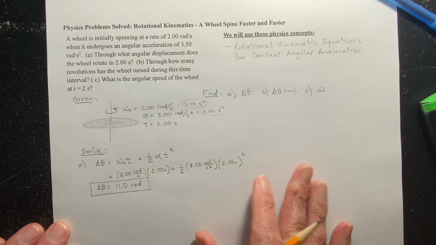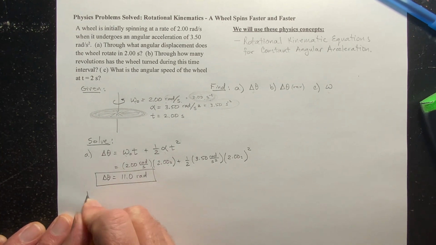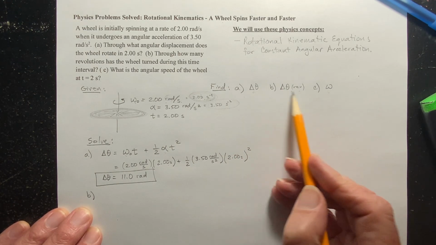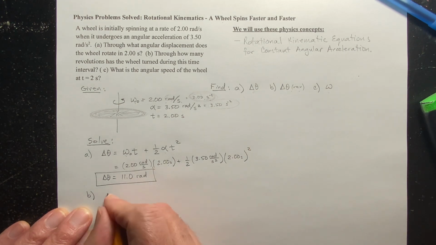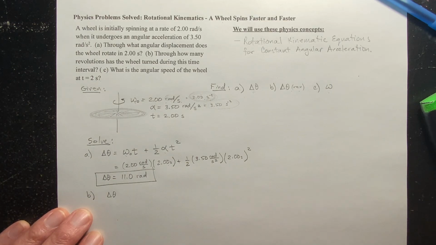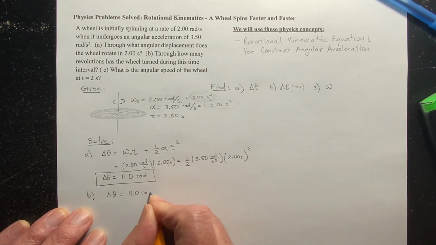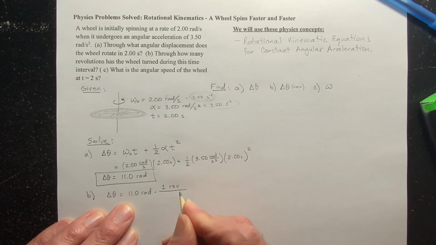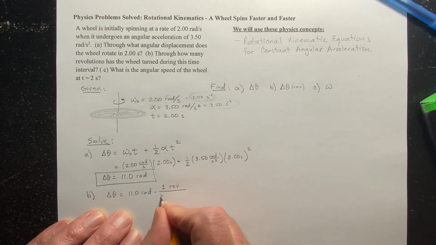Okay. Let's do part B. Now, one of the things we want: how many revolutions did this rotate through? Well, remember that that's just an angular displacement. One revolution means you're going through 360 degrees, which means you're going through 2 pi radians, right? So we can take our 11.0 radians and multiply it by a conversion factor. And I want revolutions, so I know that in 1 revolution, the wheel rotates through 2 pi radians.